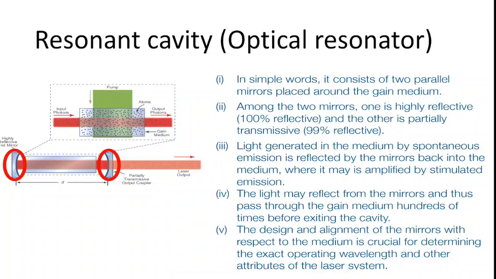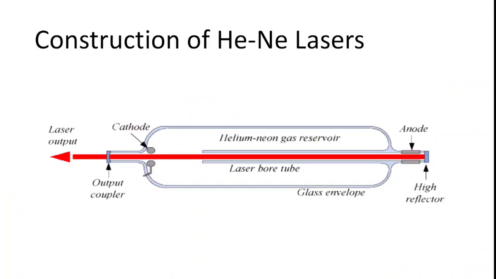Here we can see a gas envelope, and on both sides of the gas envelope we have one side cathode and the other side anode. The cathode side has the output coupler and the anode side has a high reflector. And inside the glass envelope we can see a laser bore tube.